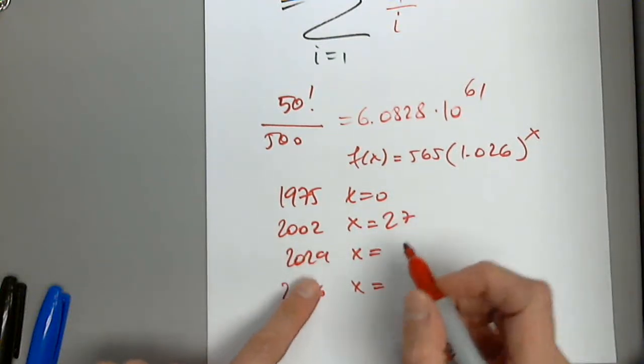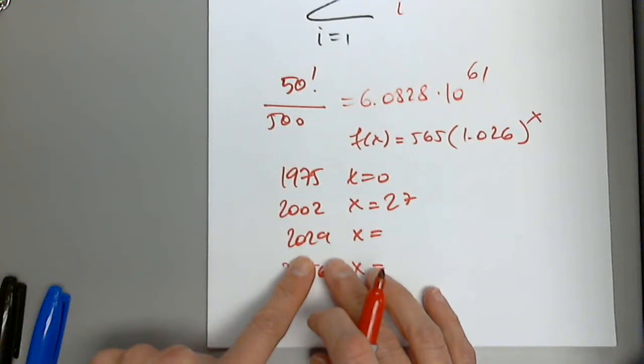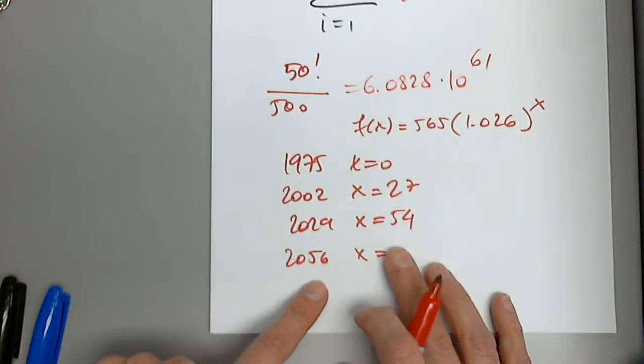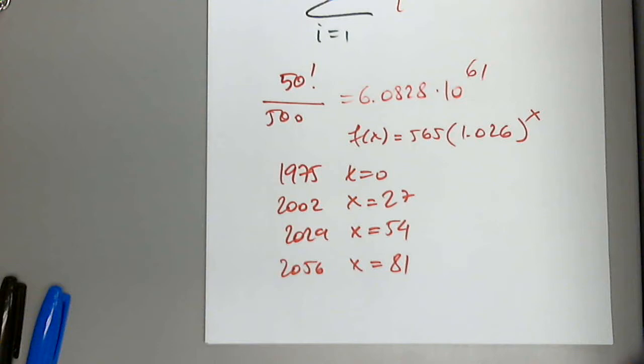27. And then that's 54, and then 81. All you have to do is plug it in and get those numbers. So in y equals, put in the function, which is 565 times, in parentheses, 1.026. You cannot go to table yet. You have to put this in y equals first: 565, 1.026 to the x power.